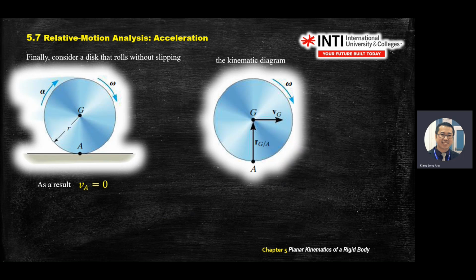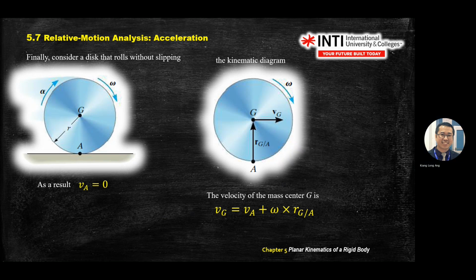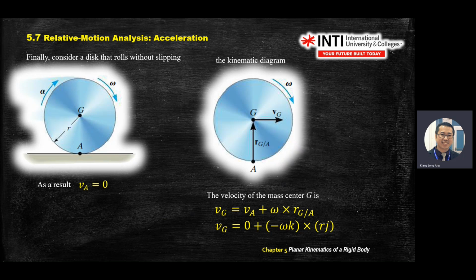And if you're referring to point A, you're standing at A and looking at G. R G stroke A means you're looking from A, with the arrow pointing to G. So how do you find velocity? Velocity G equals VA plus omega cross R G stroke A. Okay, so this is in vector form. VA here, point A does not move, so 0. Omega is negative, going in, cross R G stroke A, which is going up, so that's why it's a positive J here. K cross J, right?